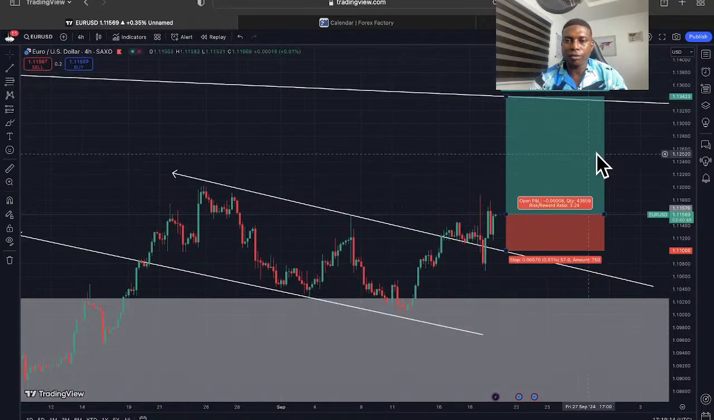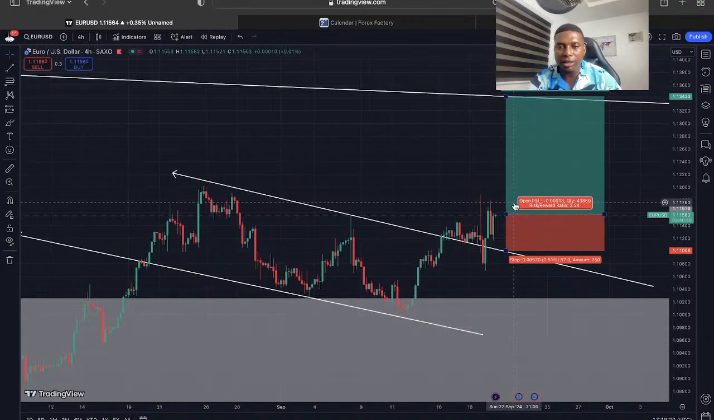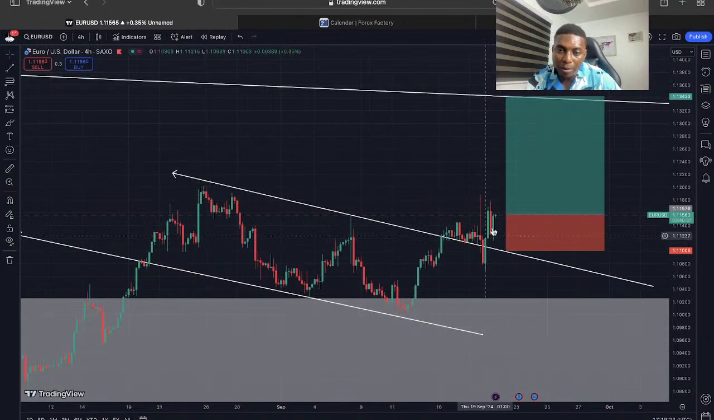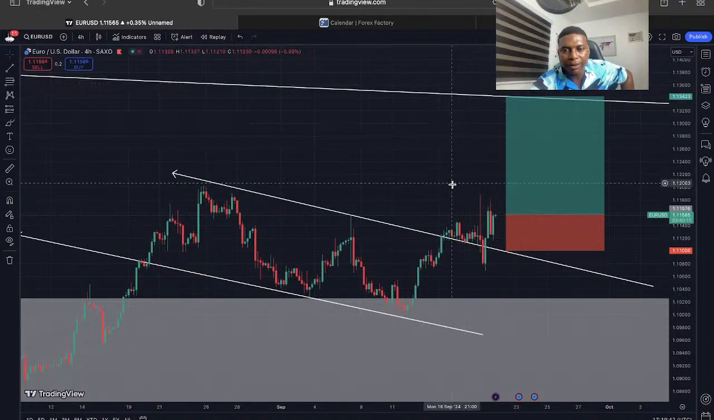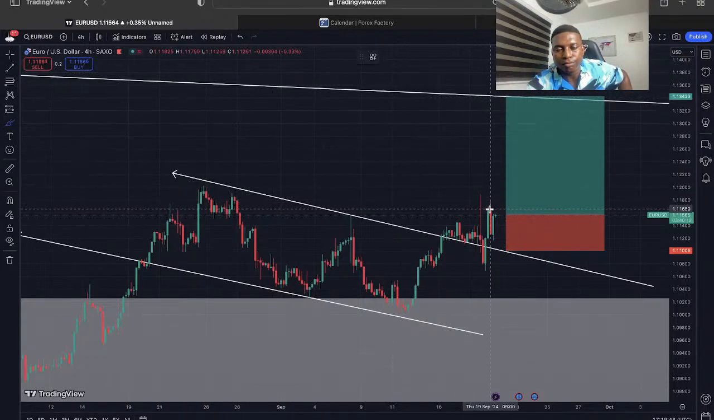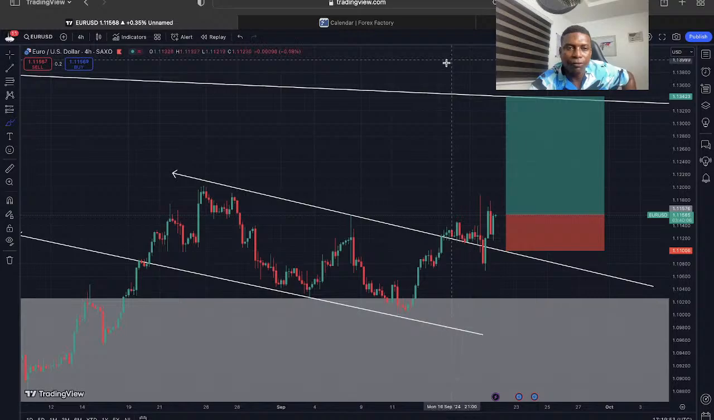So here is what we are expecting price action to take next. There's a higher probability for a continuous push in the price of Euro USD. If you have any question, please drop it in the chat box. And this is what we are expecting to see going forward, something like this.